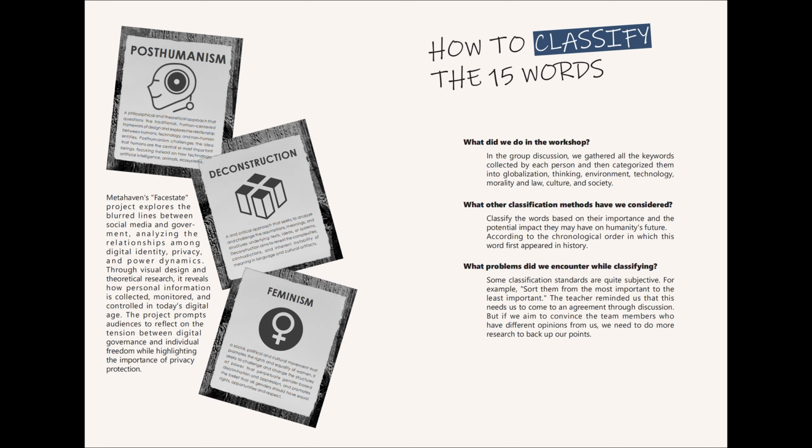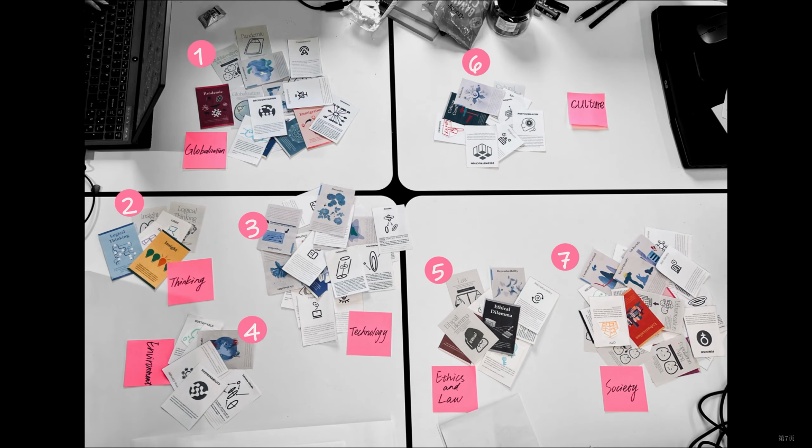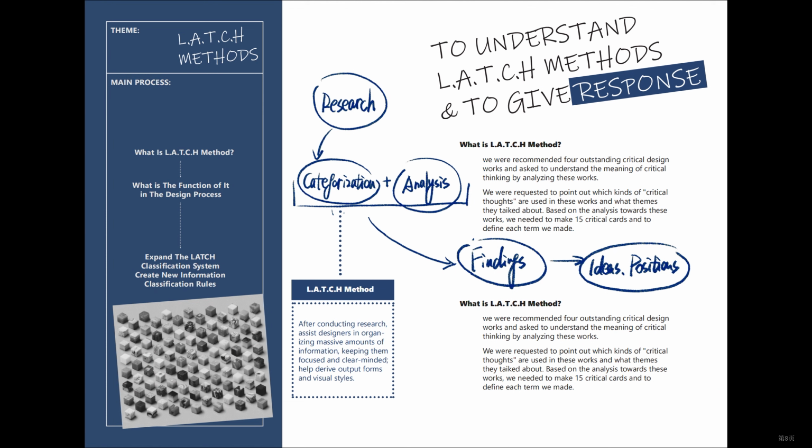In the next part, we learned the LATCH method for organizing information, which categorizes data based on location, alphabet, time, category, and hierarchy. This approach can clarify and structure information, aiding in deepening our understanding of the information gained from research. It can also support creative outcomes. It helps to integrate design thinking into each step of the design process.